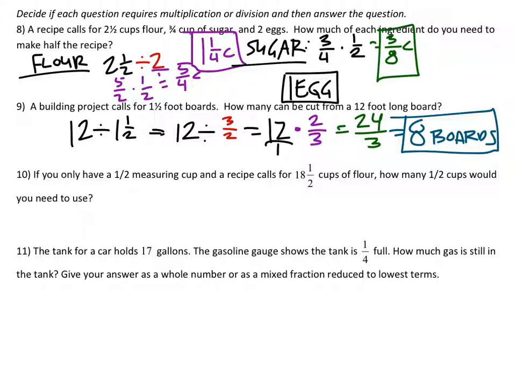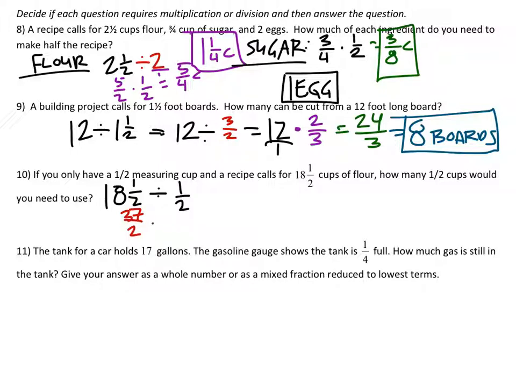All right, number 10, if you only have a 1/2 measuring cup and the recipe calls for 18 1/2 cups of flour, how many 1/2 cups would you need to use? So this one also will require division, because we're going to take that 18 1/2 cups and divide it into 1/2 cups. Yep. So I got 18 and 1/2, but I'm going to divide this by 1/2. This will tell us how many half cups we need to use. So I'm going to change 18 1/2 into an improper fraction. 18 times 2 plus 1 should give us 37 halves.